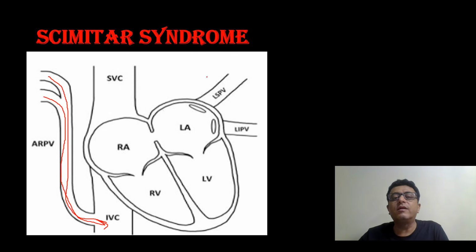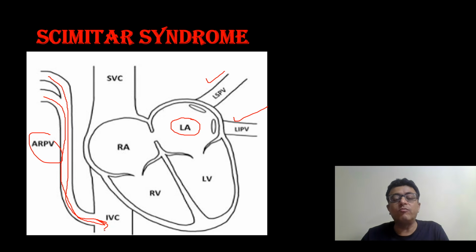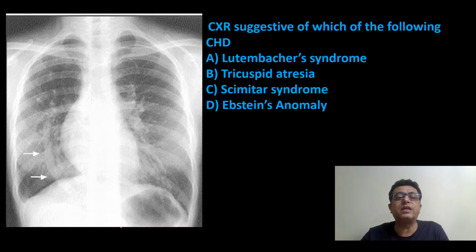You can anticipate that the left-sided pulmonary veins are okay, they drain into the LA, but the right-sided pulmonary veins are anomalous, they drain into the IVC. This right-sided pulmonary vein draining into the IVC forms a channel. This is scimitar syndrome.